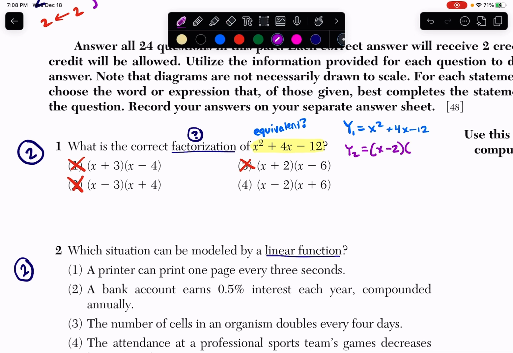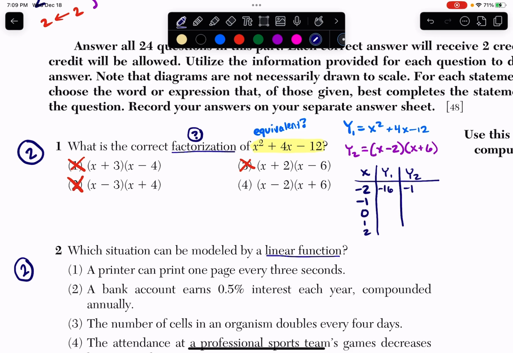So now in y2, I'm going to type answer choice 4, x minus 2, x plus 6. Go back to my table. And now in my table, I see what I know equivalence means. I have my x column, I have my y1 column, I have my y2 column, and on my screen right now I'm looking at -2 through +2, and for every single row, my values are matching up between y1 and y2.